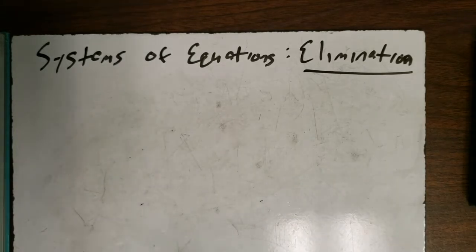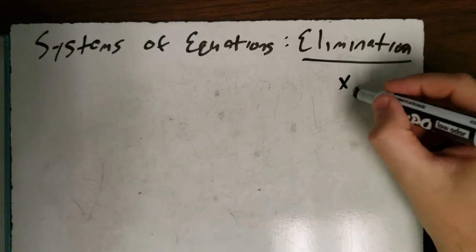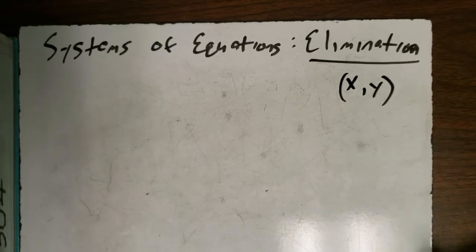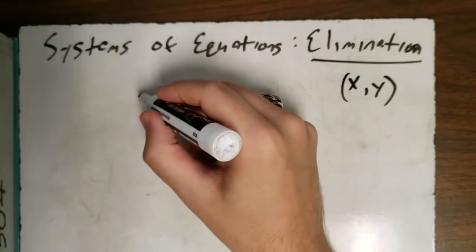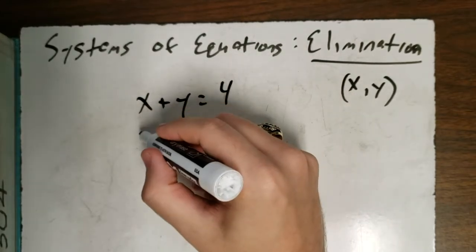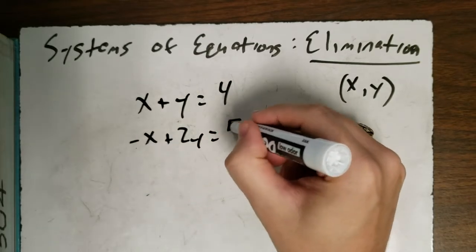Let's start off with some simple ones to get our feet wet. Now remember, our end goal is we've got to solve for x and y. That's still our end goal. So we have x plus y equals 4 and negative x plus 2y equals 5.